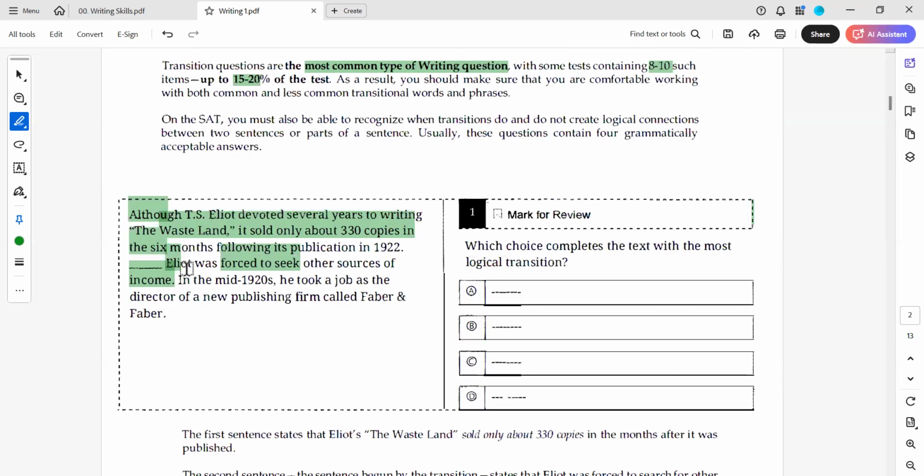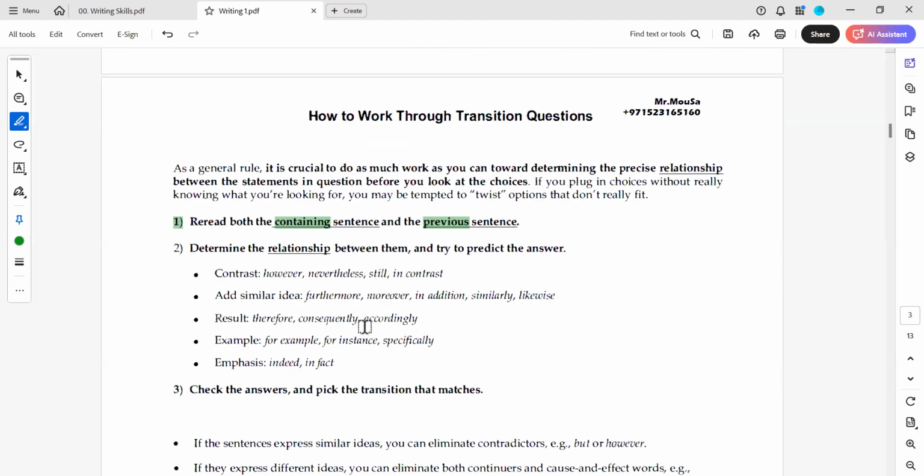What do you mean by containing sentence? Guys, containing sentence is the sentence that contains the transition. We need to read that one and we need to read the sentence before it. So two sentences, the containing sentence, the one that contains the transition, and the previous sentence. Why should we read them? Here you have the key step. Actually, we read these two sentences to determine the relationship between them.